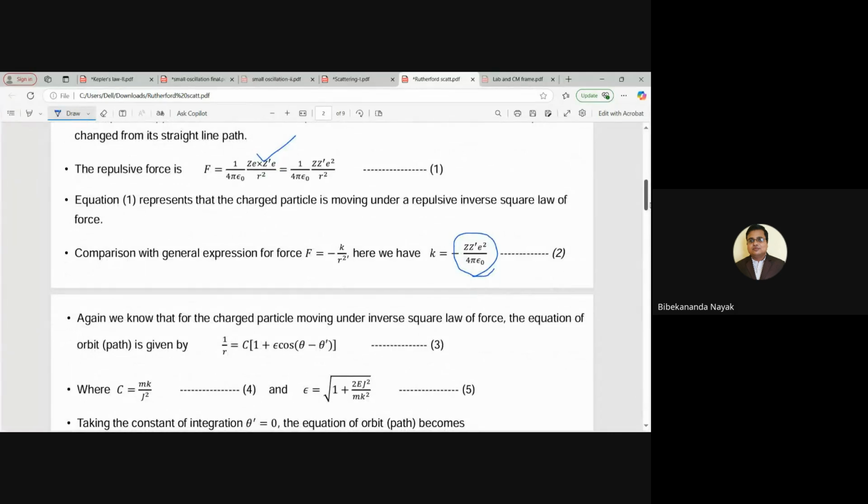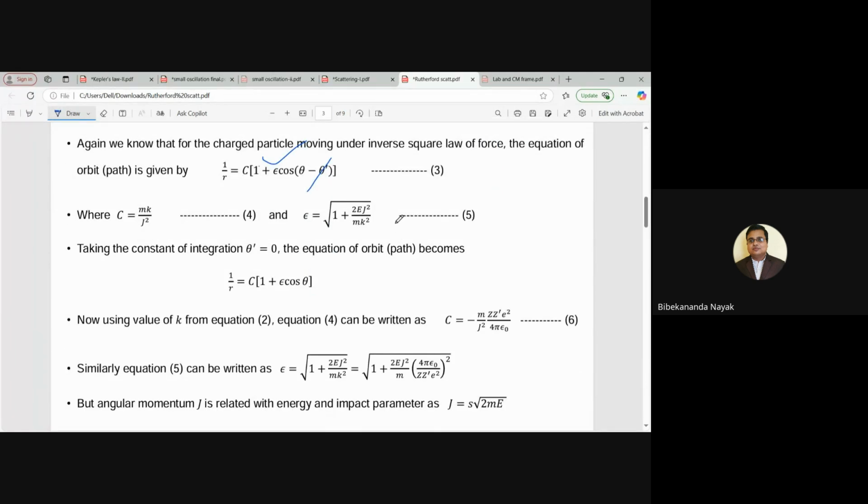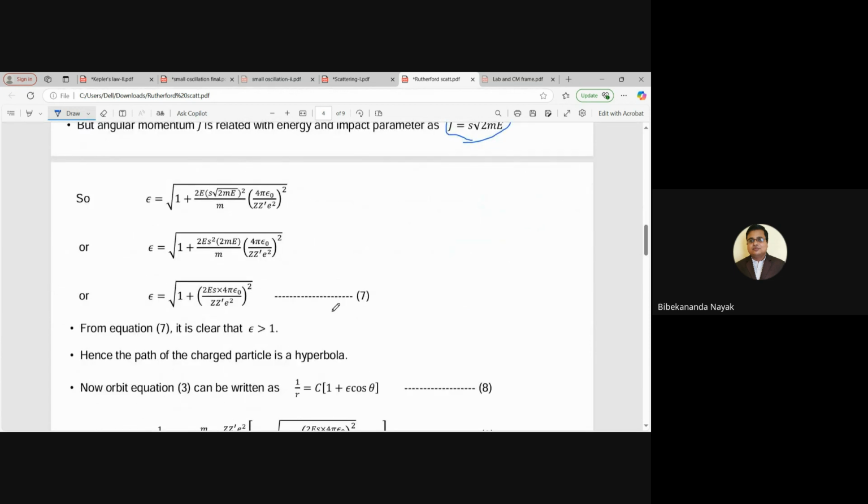For a central force, K is Z Z' e squared by 4 pi epsilon 0. But we know that 1 by r is equal to C into 1 plus epsilon cos (theta minus theta prime), so set theta prime to 0: 1 plus epsilon cos theta, and eccentricity is equal to root of 1 plus 2EA squared by MK squared. So putting all this, we found the eccentricity formula. The K value is given, but angular momentum is related to the impact parameter: J is equal to s into root of 2mE. So in place of J, putting this, we found this expression for eccentricity.